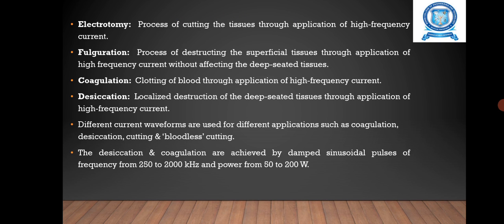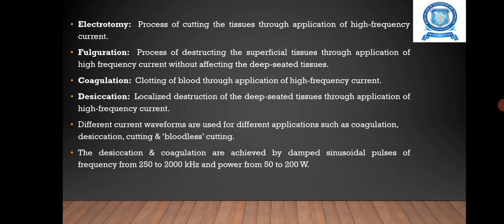Electrotomy is the process of cutting tissue through application of high frequency current. Fulguration is the process of destroying superficial tissues through application of high frequency current without affecting the deep seated tissues. Next is coagulation, the clotting of blood through application of high frequency current. Desiccation is the localized destruction of the deep seated tissues through application of high frequency current.